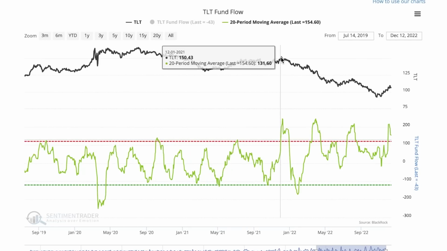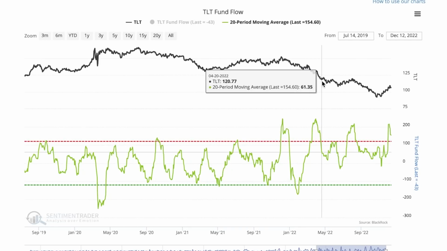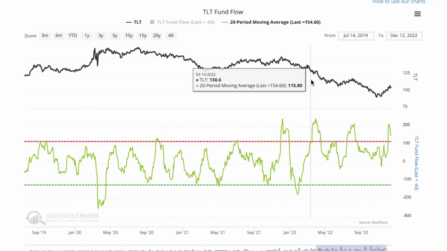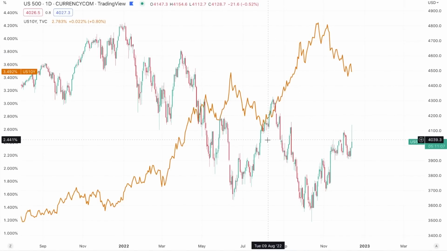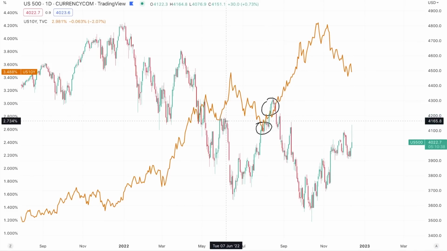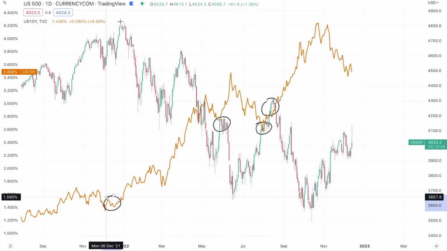Because as bond prices are falling, bond yields are rising, and that is what puts pressure on the stock market. That has put pressure on the stock market throughout the entire year. And I can show you that very quickly by just adding bond yields on top of the S&P 500. Every bottom in bond yields has coincided with a top in the stock market. Bottom in bond yields, top in the stock market.